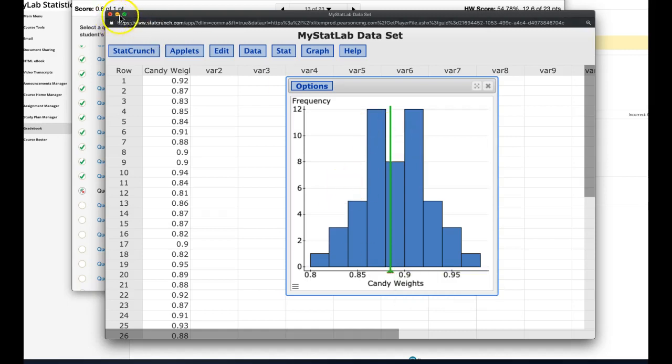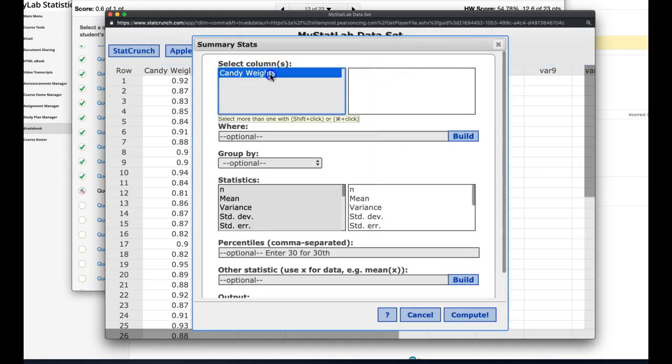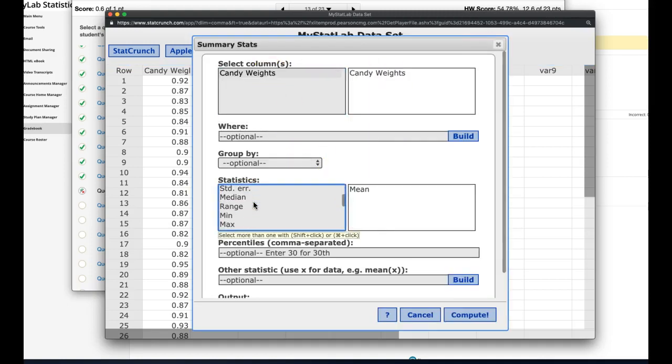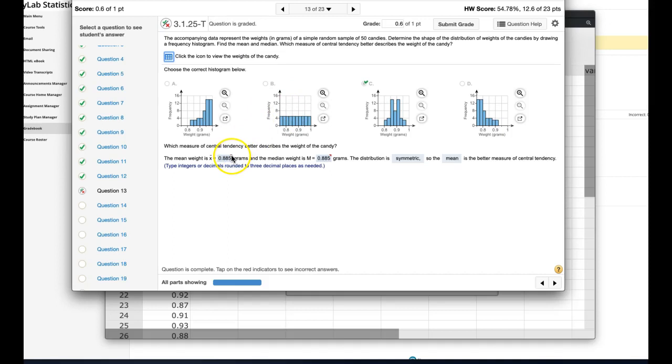And so the other way to do mean and median is through summary stats. So here with summary stats, we want summary stats of the columns and of the candy weights, and then you can go ahead and choose the values you want out of the summary statistics. You have all these values to look at. And so then you can see the mean and median are the same, and that's what the answer is. So just keep that in mind as you're using StatCrunch for chapter 3.